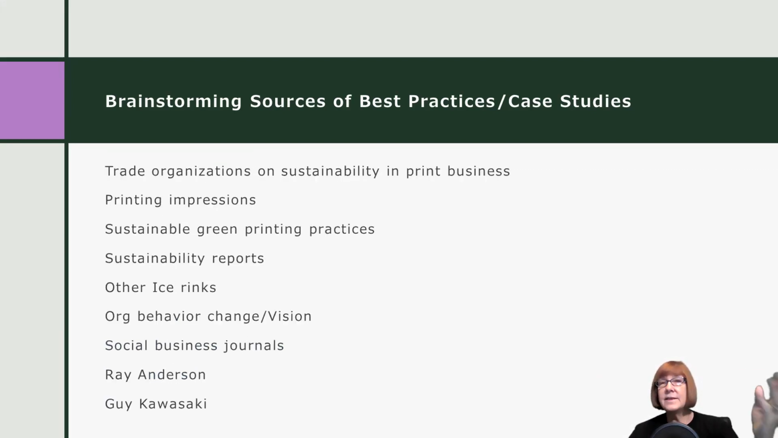These are ideas that have come up. There's probably about 10 semesters here of ideas. We've had several students do the print business, and there's interesting stuff on green printing. We had somebody do it on the ice rink that's right across the street from the epicenter. And so they looked at sustainability reports of other ice rinks. Let's see. Social business journals. Here's a couple of good authors: Ray Anderson, Guy Kawasaki.